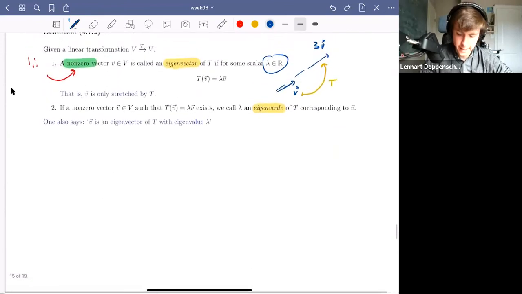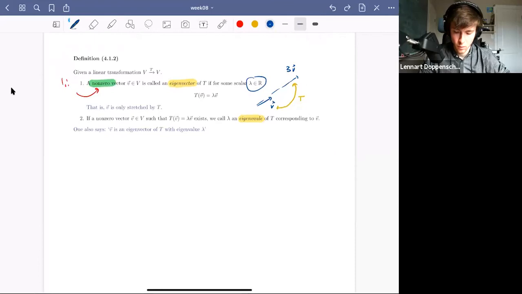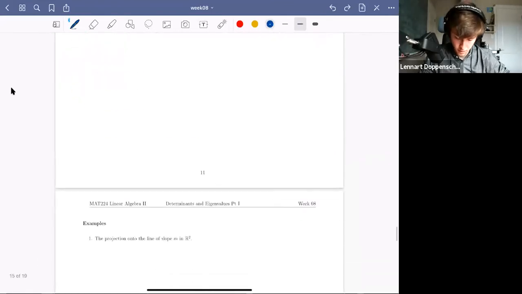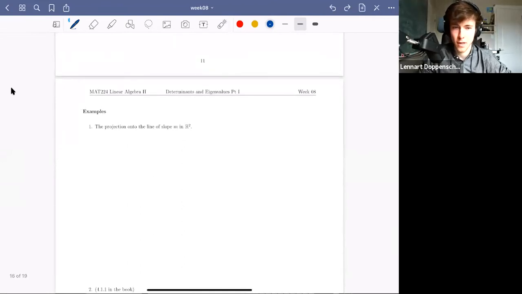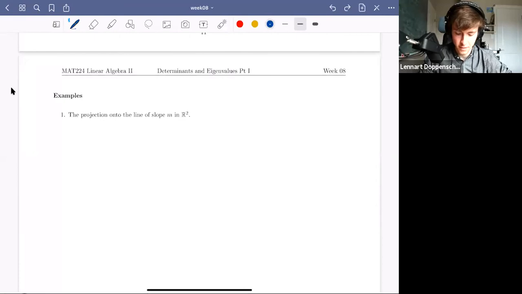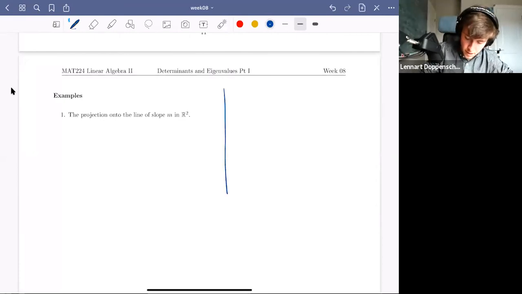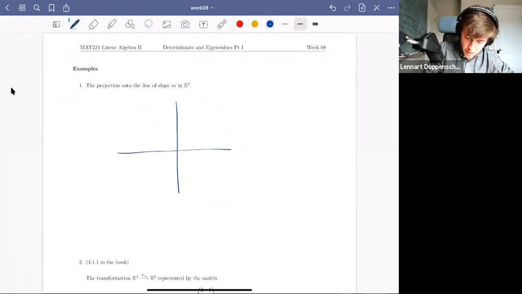So I wanted to look at examples now to give you an intuitive idea about whether you might have seen this before. And last week we spent a lot of time looking at the projection onto the line of slope m. So remember what this was. This meant we looked at R2, and then we had a line in there. It doesn't really matter what slope it is. I'm not going to do any computation right now.